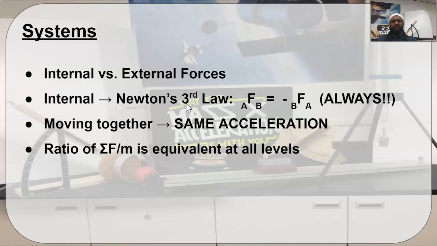Systems move together, therefore have the same acceleration, and an important result of this is that the ratio of the net force to the mass is equivalent at all levels of the system. If you could isolate each mass in the system and the net force on each individual mass, the ratio of that net force to that mass is going to be equivalent for all the individual masses and for the system as a whole. So this is a really powerful tool to use.